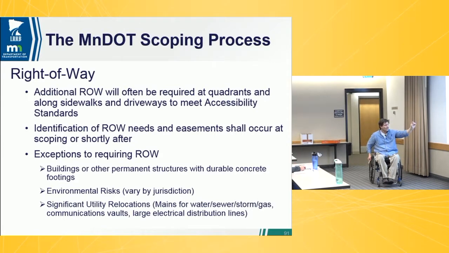There are obviously exceptions. We're not going to buy buildings or move huge retaining walls, or often we're not going to move those big expensive signs. But we want to make sure we're being reasonable with that. We want to make sure we're weighing our environmental risks, not buying into Superfund sites unnecessarily, for example. And also making sure our utility relocations make sense.